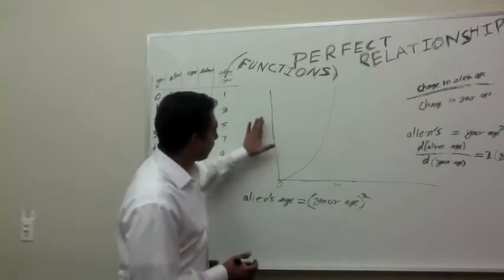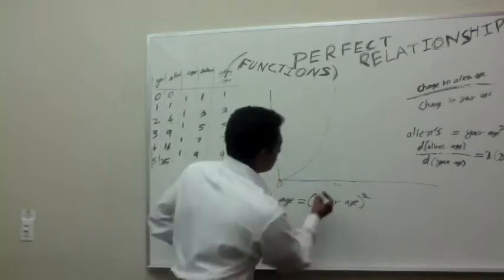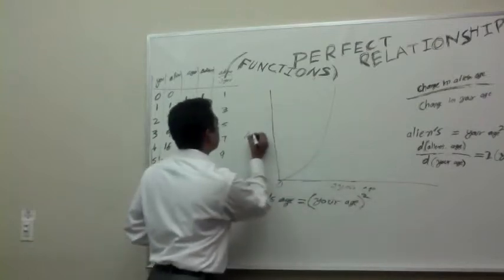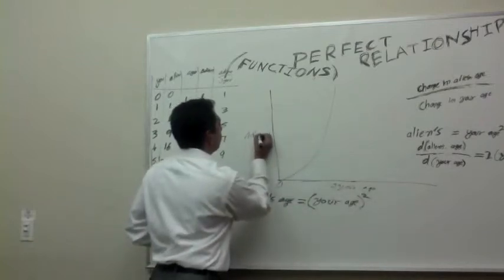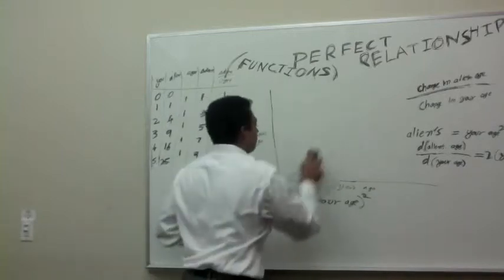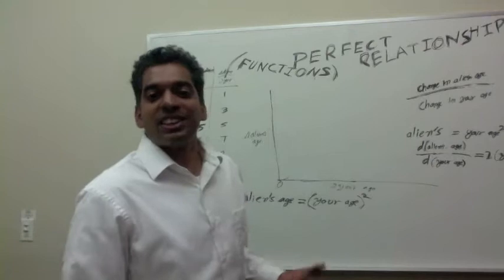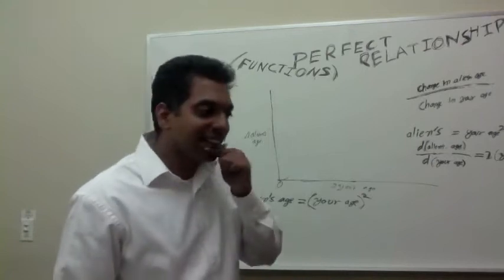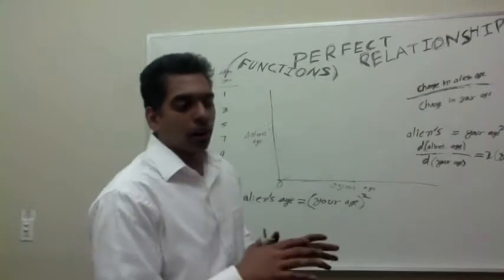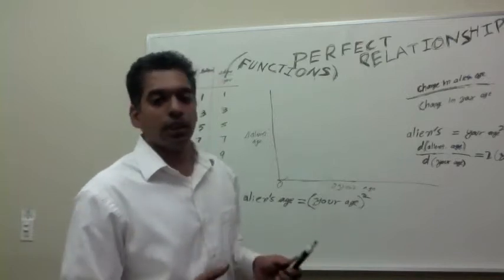Instead of graphing your age versus the alien's age, what we're going to do is delta your age and delta alien's age. And the coolest part about all this is that this is just another function. The change in your age is related to the change in alien's age. And here is where you will stop. I'll try not to go beyond it because this is more than enough for you to understand derivatives and understand functions.